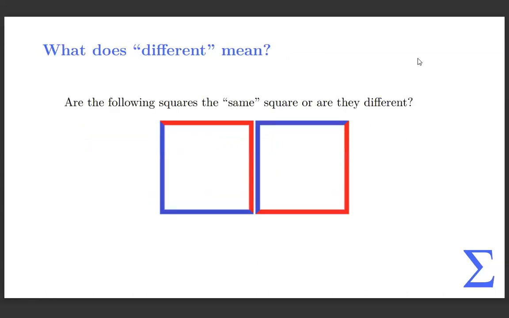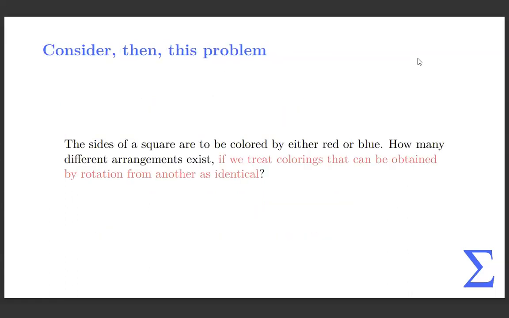But what does different mean, right? So are these 2 squares the same square or are they a different square? Because if you look at this, I rotated the square on the left by 90 degrees to get the square on the right. So an ordinary person would say they're the same square, but our counting method with the 2 raised to 4 thing counts these as different. Does everyone agree? Okay, cool. So on rotation by pi over 2, these are the same.